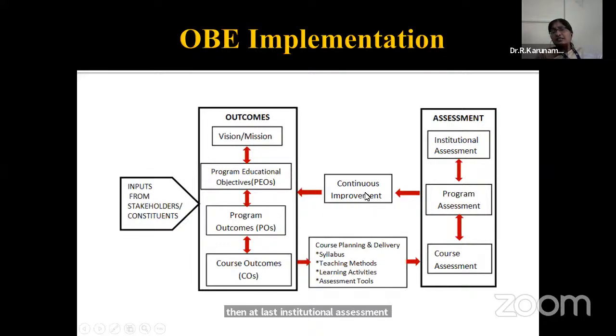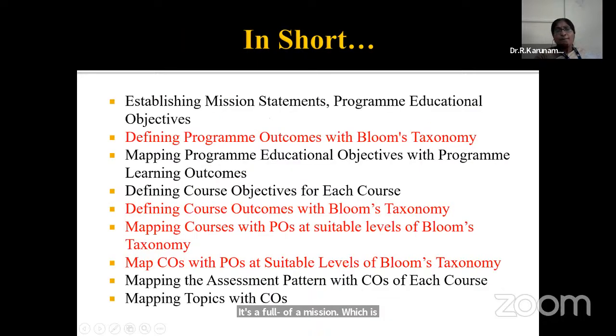And all these assessments are continuous assessments, and they are mapped. It helps us to understand whether the course is helpful to fulfill our mission, which is very important for every program. In short, yes.